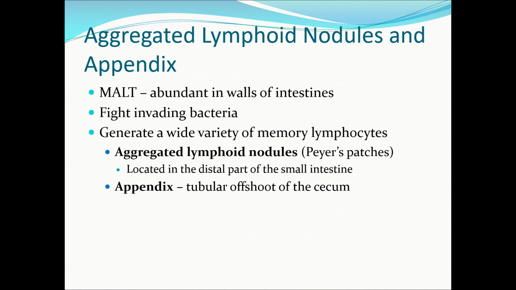Let's talk about aggregated lymphoid nodules and the appendix. So MALT is abundant in the walls of the intestines, where it fights invading bacteria and generates a wide variety of memory lymphocytes. Aggregated lymphoid nodules are called Peyer's patches and are located in the distal part of the small intestine. The appendix is a tubular offshoot of the cecum.